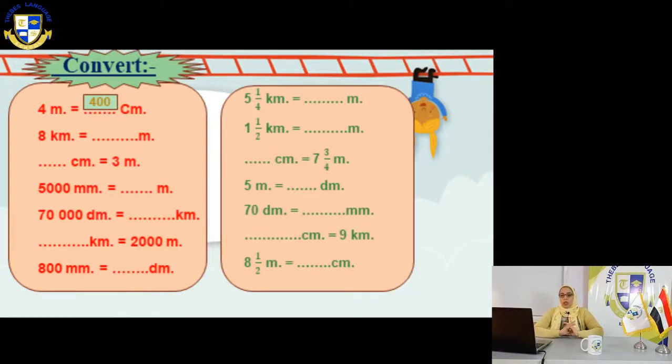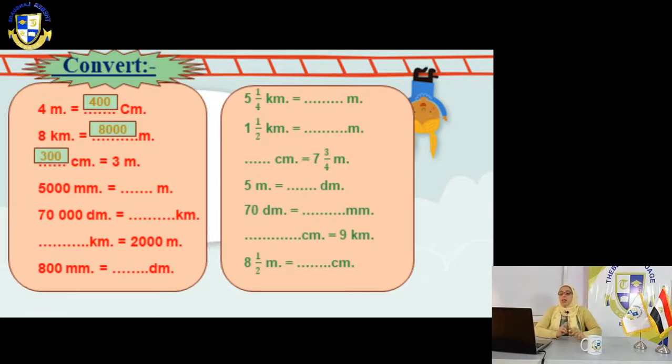8 kilometer equals how many meter? We convert from big to small, so we will multiply. Kilometer equals 1,000 meters, so we multiply by 1,000. It will be 8,000. Next, how many centimeter equals 3 meter? We convert from meter to centi, from big to small, so multiply by, excellent, 100, because meter equals 100 centimeter. So it will be 300.